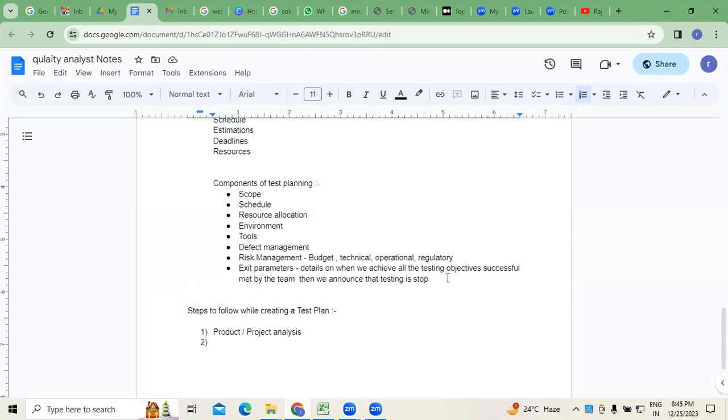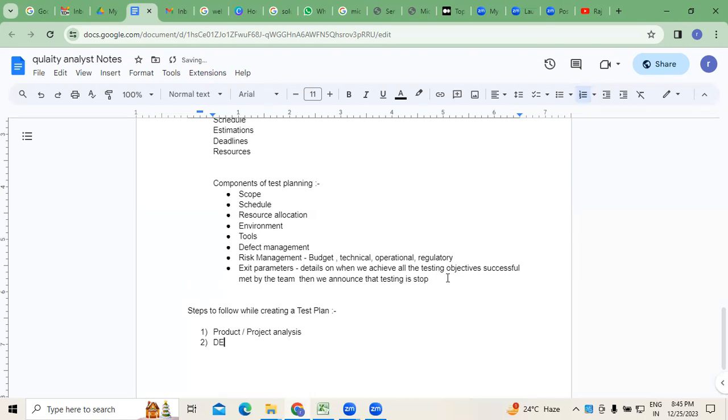So features and functionalities will be the same, but depending on the kind of business rules and government mandates, if you want to make any changes to the existing product configurations, everything may vary from time to time. It will not be the same all the time, right? This is where generally product or project analysis comes into the picture.